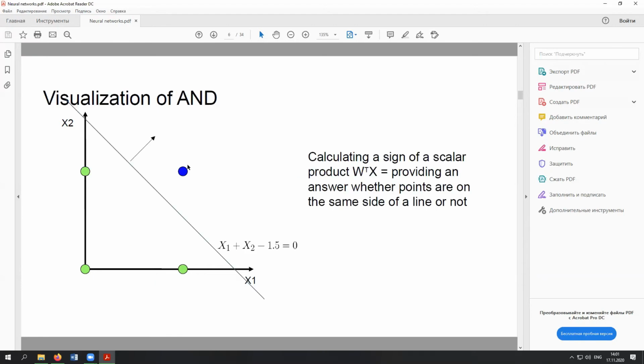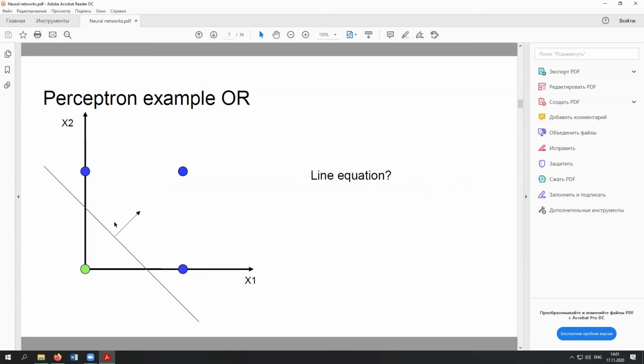Yes, for AND, one cluster is 1, 1 for x1, x2, and everything else, 0, 1, 1, 0, and 0, 0, corresponds to another cluster. For OR, it is another way. 0, 1, 1, 0, and 1, 1 should be united into one cluster, and 0, 0 in another cluster. We want to find the equation for such a line.